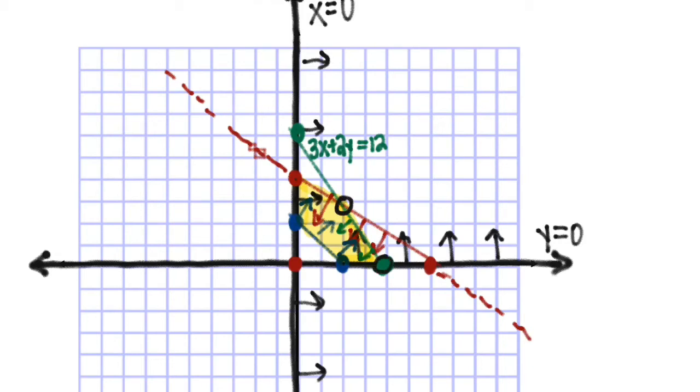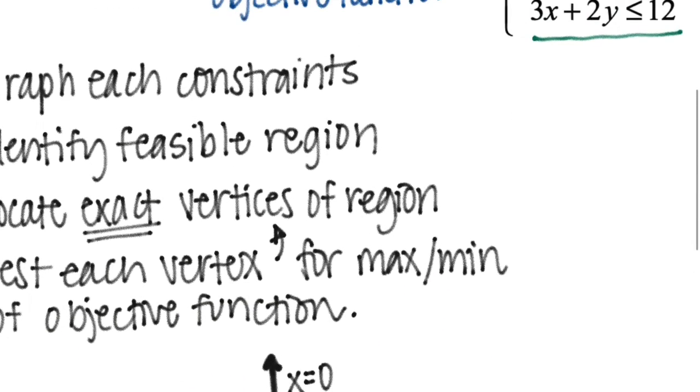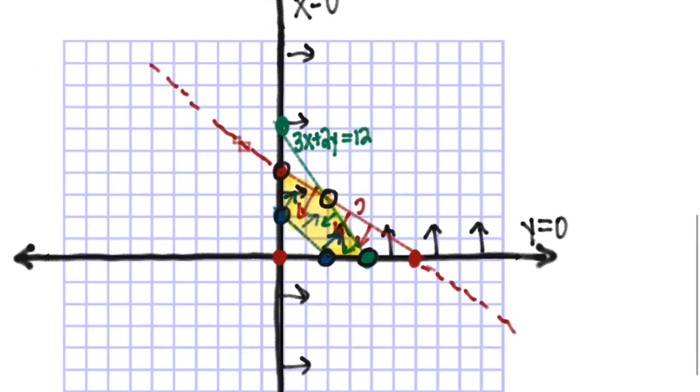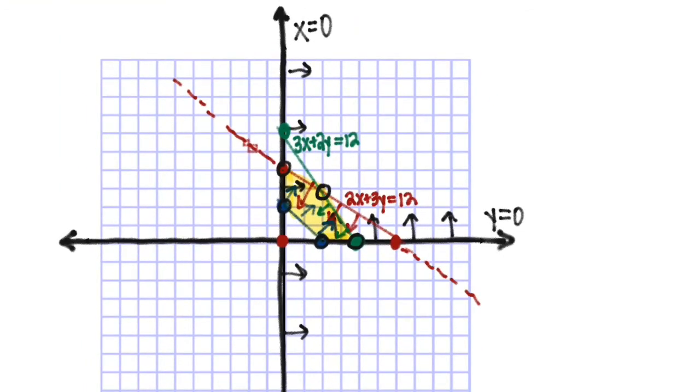So here are my vertices. I've got 5 of them. Now the red and the green, 3x plus 2y equals 12, and the red equation is 2x plus 3y equals 12. I need to figure out where that point is. It looks like that point might be 2, 3, but I need to check for sure to make sure that's accurate. So I need to solve that system.